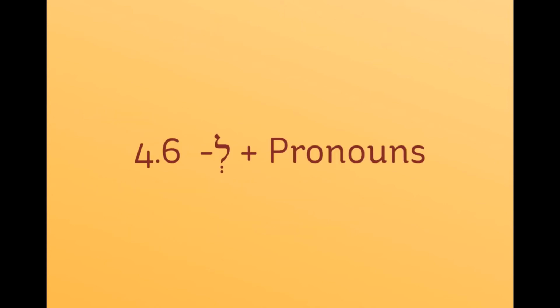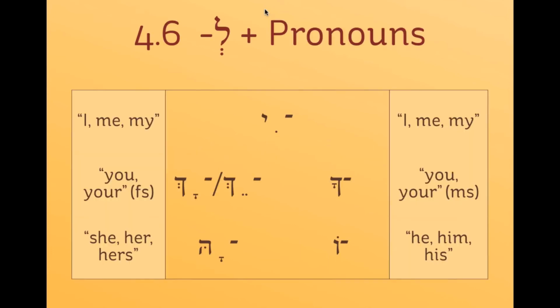Here we have the preposition la and attached pronouns. Here's a chart of the attached pronouns. I say attached, it's marked here by this hyphen saying that this pronoun, e, attaches to the end of some word. So these pronouns always appear as suffixes written at the end of words.